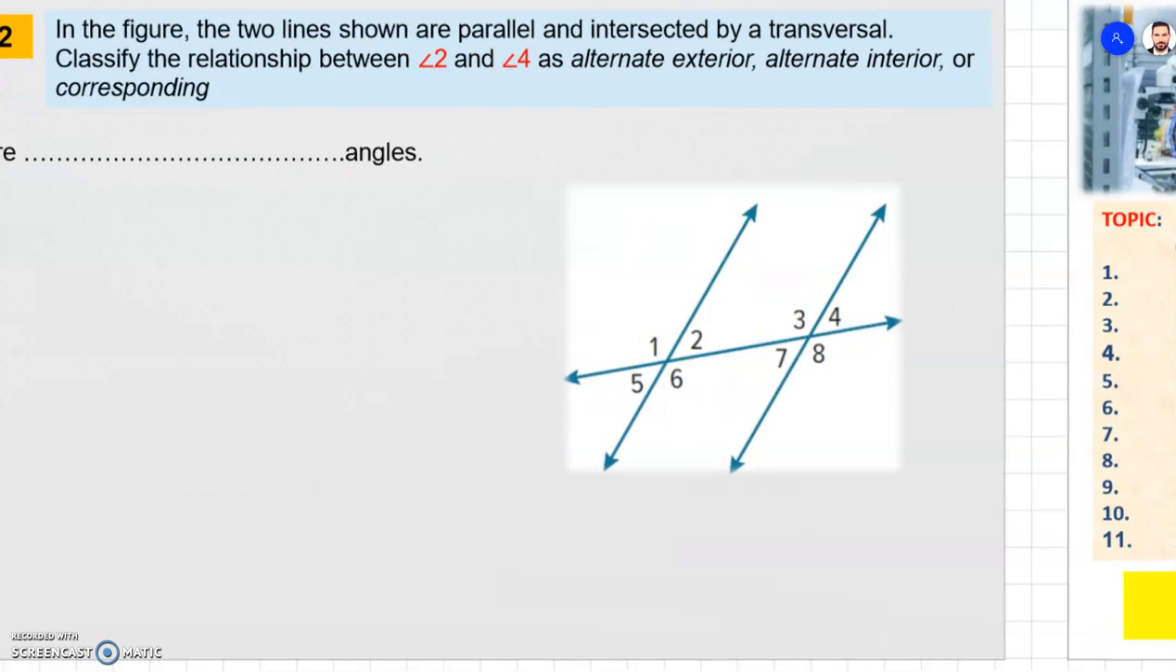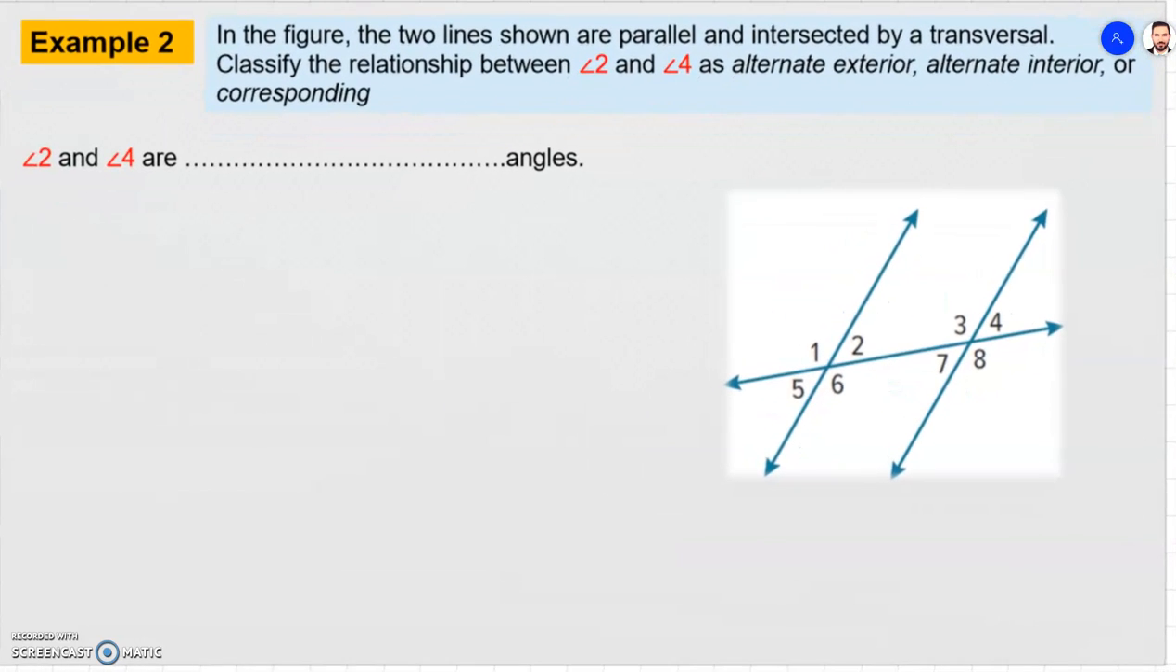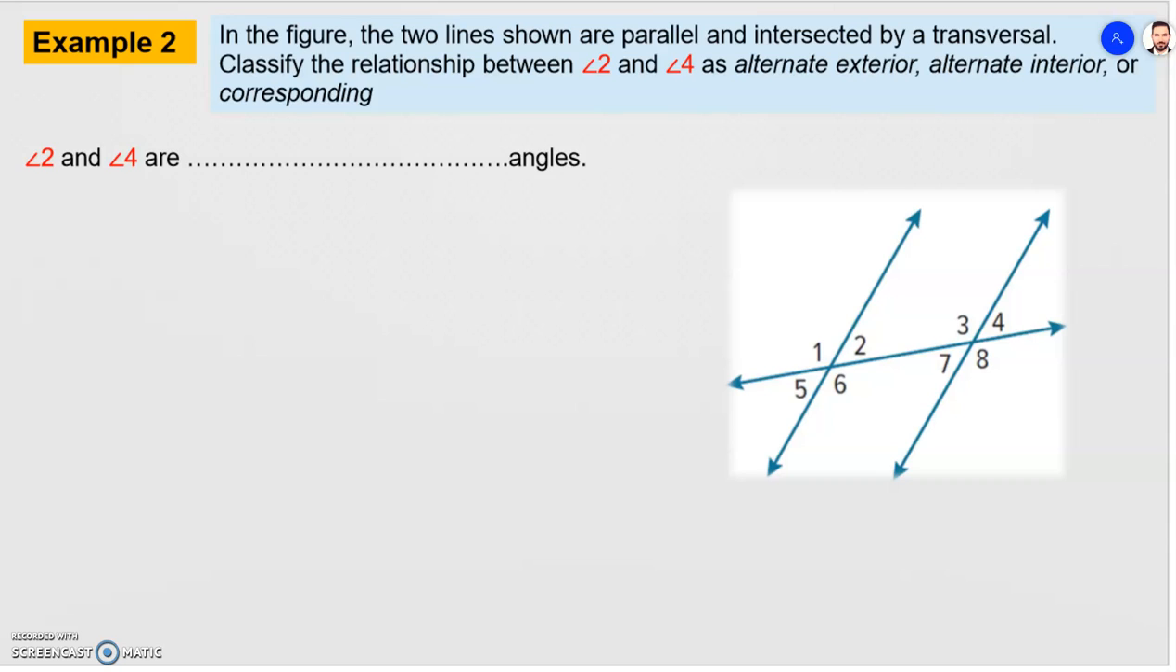In example number 2, it says, in the figure, the two lines shown are parallel. These two lines are parallel and intersected by a transversal. The green one is a transversal. Classify the relation between angle 2 and angle 4. What is the relation between angle 2 and angle 4? Exterior, alternate exterior, alternate interior, or corresponding?